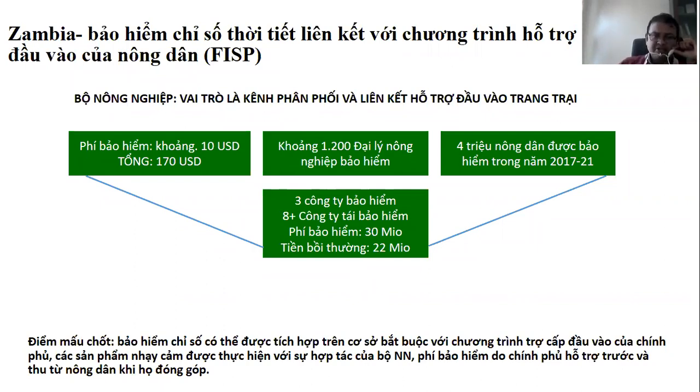And in this case, the Ministry of Agriculture is basically acting as a distribution channel, for actually delivering the product directly to the farmers, and also in linking the product to farm input subsidies. So the way the product works, just to give some examples of the value insured, it's approximately 170 US dollars per farmer. The premium comes to only about 10 US dollars per farmer.